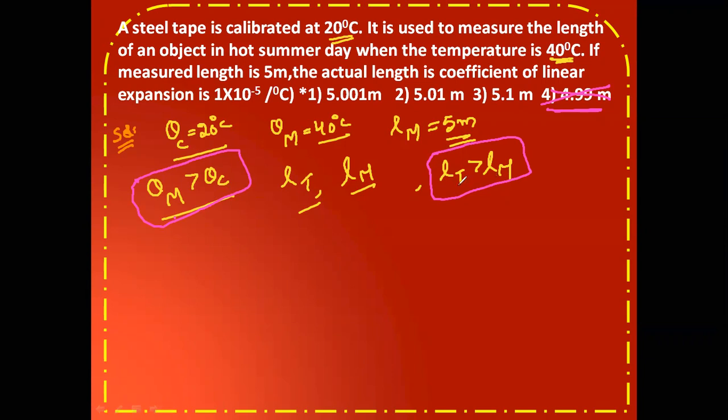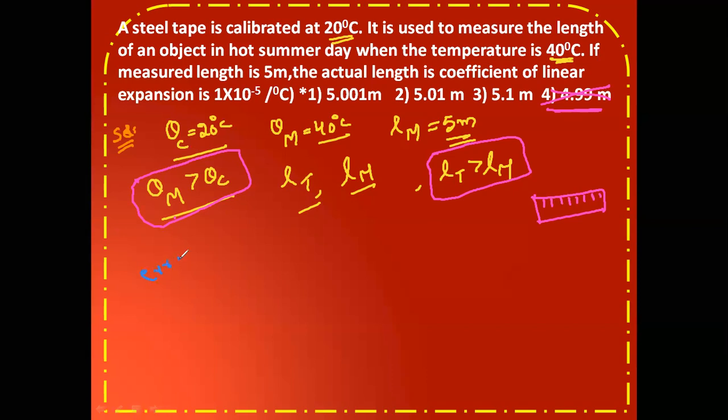Why should the true value be greater than the measured value? When the operating temperature is greater, the separation between the two readings increases. If you take a scale like this, the separation between the two divisions should increase. When the separation between the two divisions increases, definitely whatever length is shown by the scale should be lesser than the true value. So the first step is to find the error in the measurement.